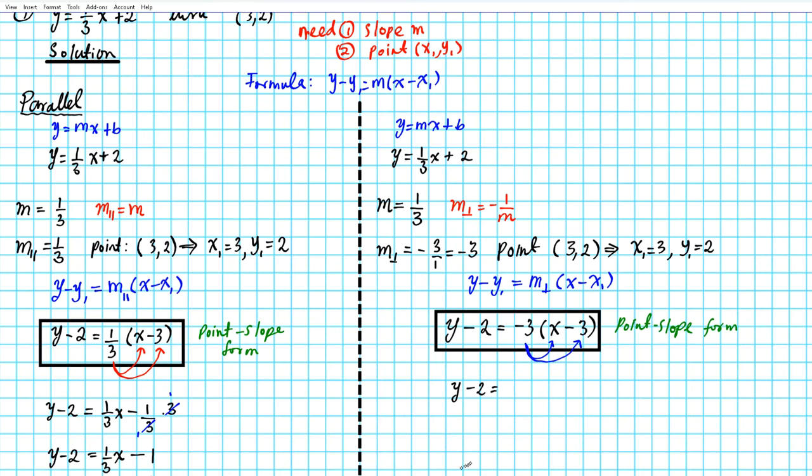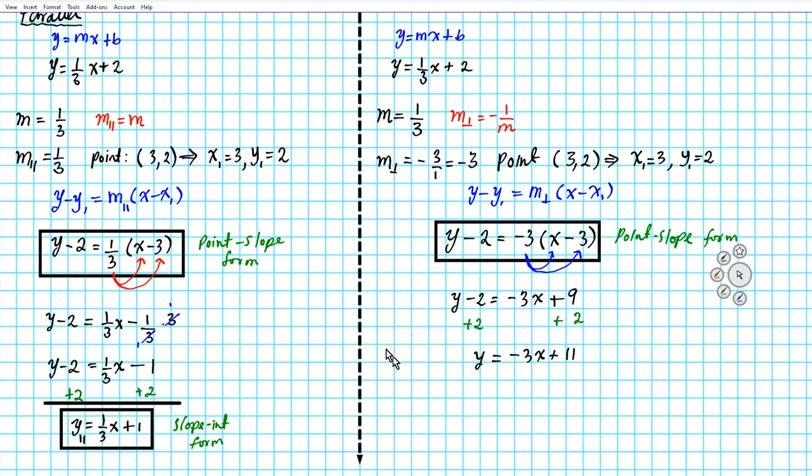-3x. And then -3 times -3 is +9, plus 9. And then to get y by itself, you simply add 2 to both sides of the equation. And then you have y is equal to -3x plus 11.